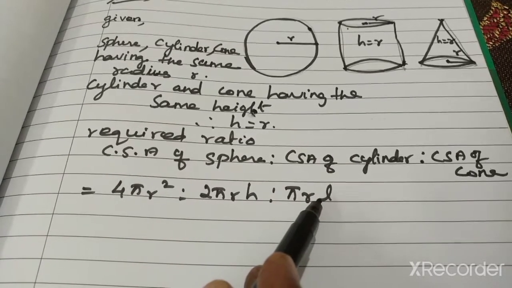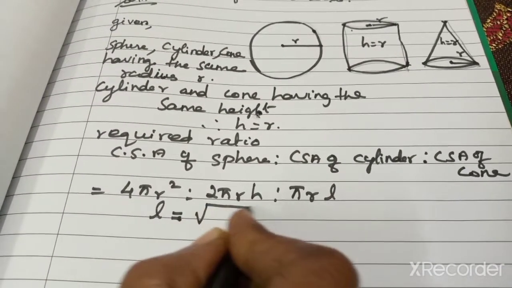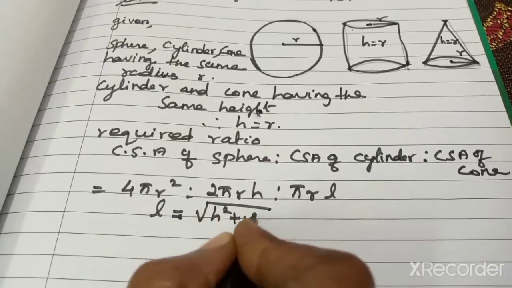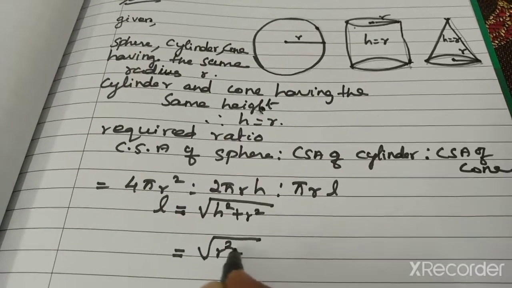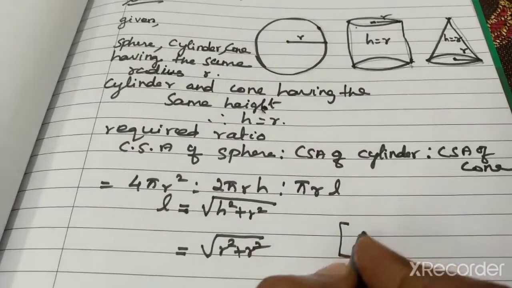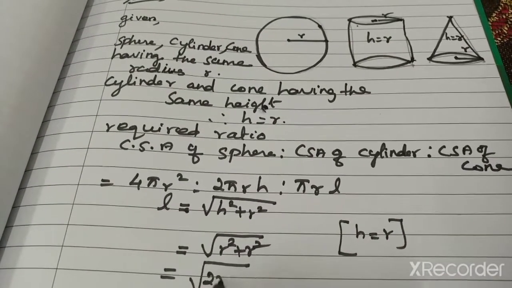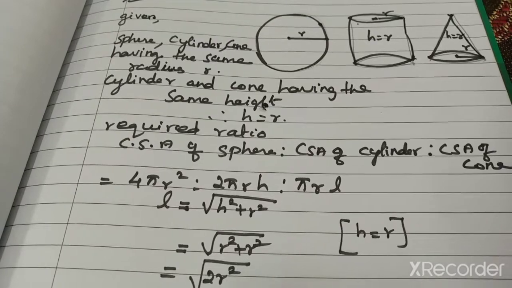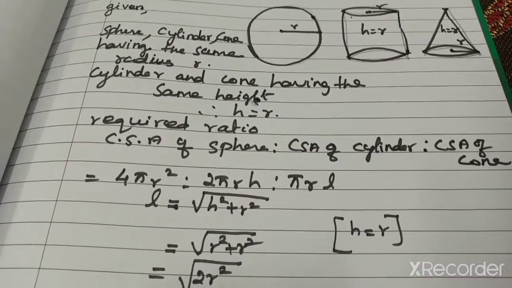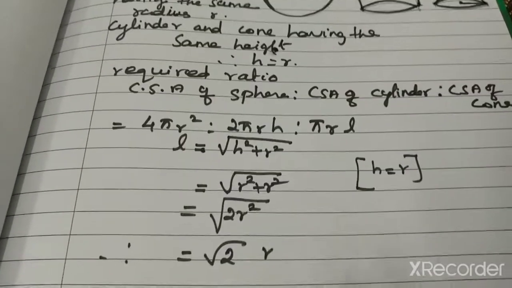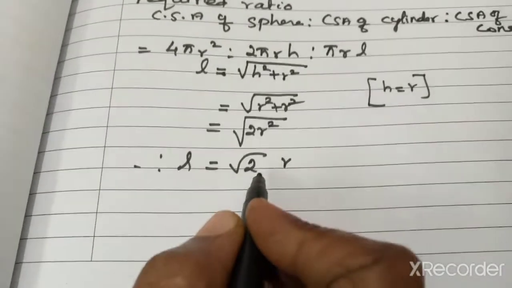Okay, L we have to find out. What is the formula for L, the slant height of the cone? L is equal to the square root of height squared plus r squared, which is equal to, here height is equal to r, so r squared plus r squared. In bracket you write height is equal to r. Which is equal to the square root of 2r squared. The square root of r squared is r, so it can be written as root 2 into r. Therefore L is equal to root 2 into r.